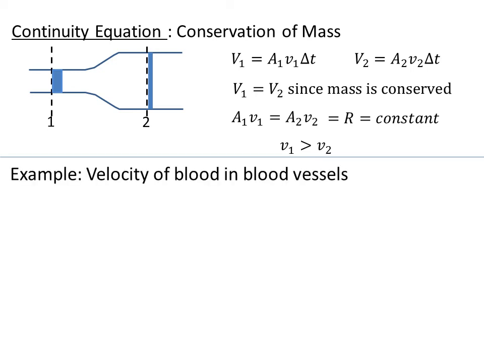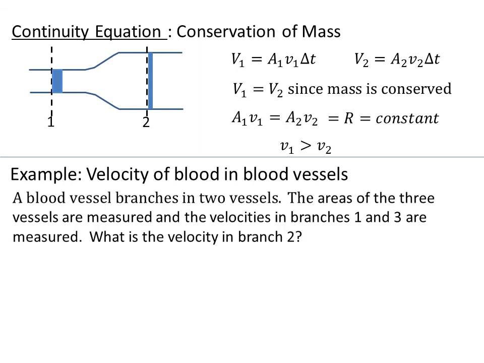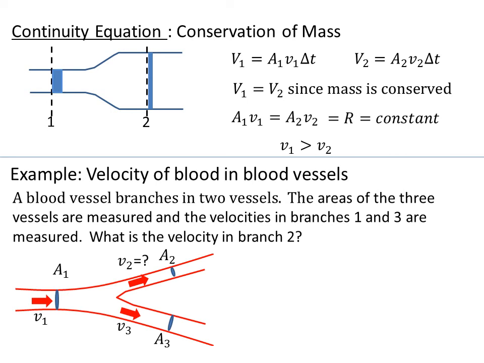Let's take an example of this. Velocity of blood in blood vessels, for example. A blood vessel branches into 2 vessels. The areas of the 3 vessels are measured, and the velocities in the branches 1 and 3 are measured, but we want to know what is the velocity in branch 2. You might imagine that branch 1 and branch 3 are big enough to put in a probe so we can measure the velocity of the blood in those branches, but maybe branch 2 is too small for our probe.